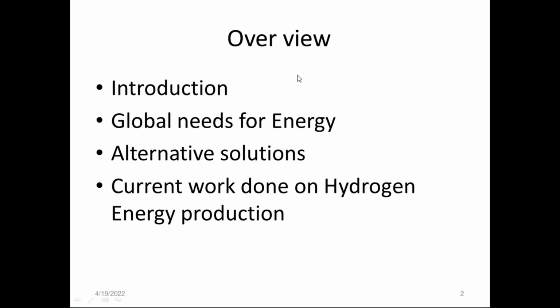An overview of this: we are going to see the global needs for energy, the alternative solutions for it, and what current work is done on hydrogen energy production.